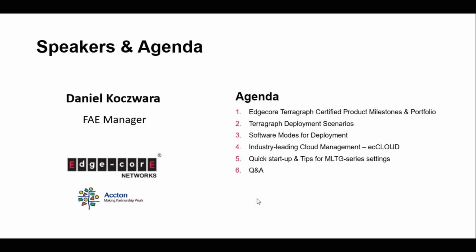Okay, so here's kind of the agenda. I'm going to go over the overall high level about the products from the IgniteNet now to the Edgecore product. Deployment scenarios, some of the software modes in the Terragraph product, and ecCLOUD. There's now support, just around the corner, for the MLTG Terragraph product for our existing ecCLOUD. And then at the end, I'm going to have some quick startup and tips with the Terragraph product itself, going into some of the basic UI settings and configuration. And then at the end, Q&A.